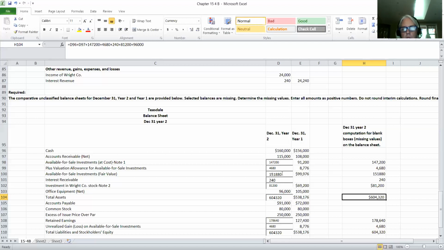You do not put this amount in here because we've already got it recorded up here. Put it in separately. And then we move to the 240, which was our interest receivable. And then we'll put in the 81,200, which was our investment in right company stock. Then we'll add to that 96,000 to get a grand total of 604,320.